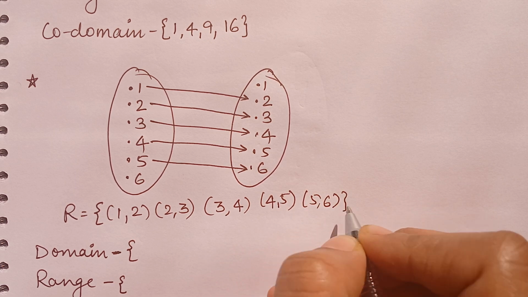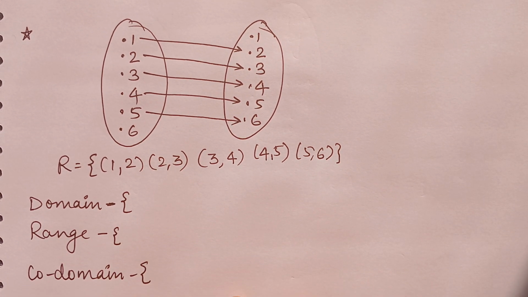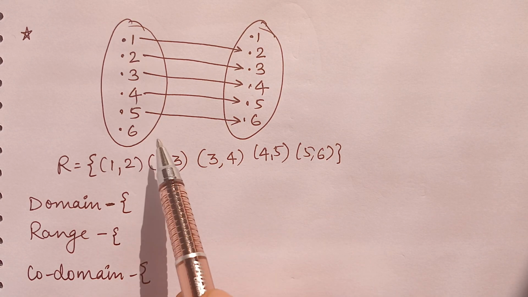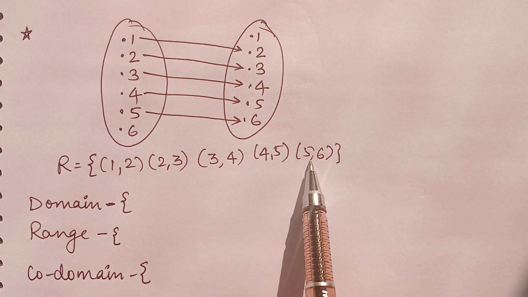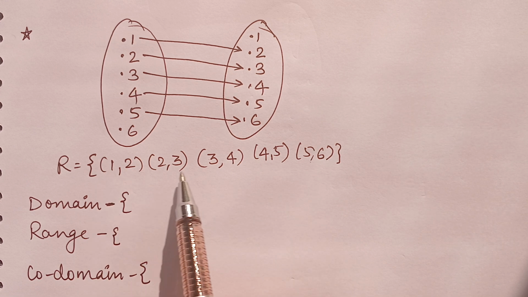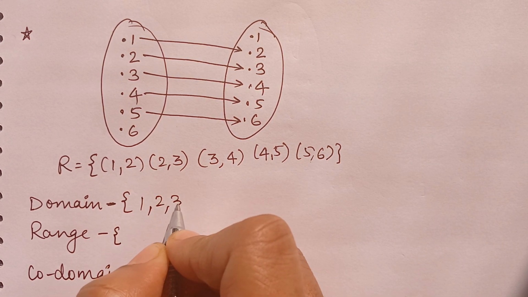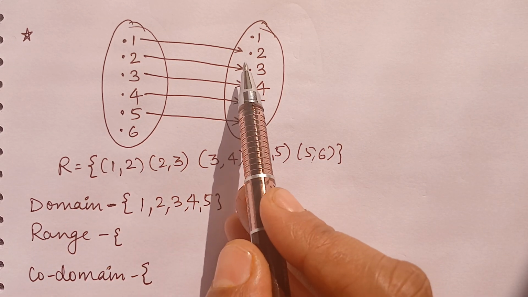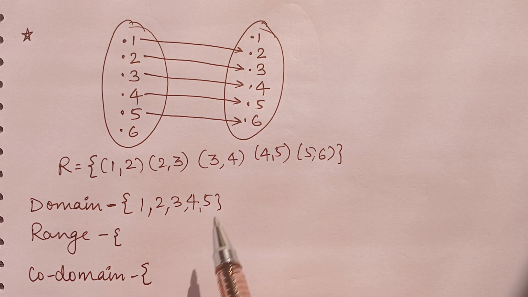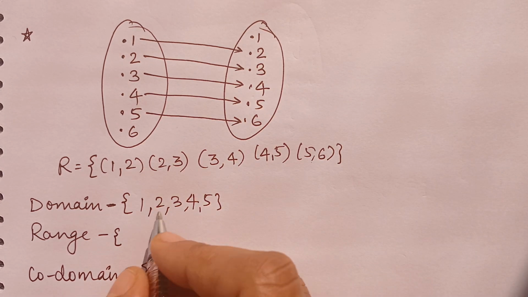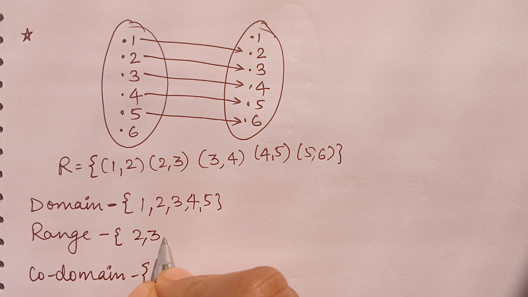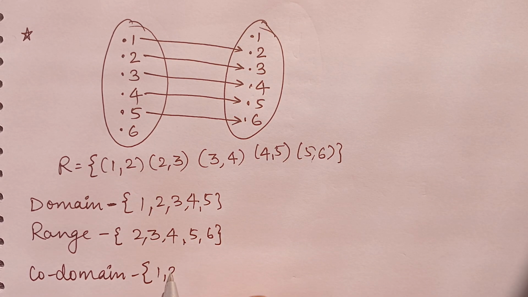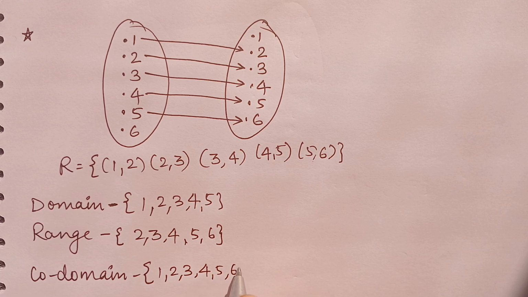But while writing domain, range and codomain, we should take care. In domain only the first elements will come, like 1, 2, 3, 4, 5, only the x components or x coordinates of these will come in domain. So in domain we will have all the elements which are connected. Even in range we have all the elements which are connected, but codomain will be the entire set. So range will be 2, 3, 4, 5, 6, and codomain is the entire set 1, 2, 3, 4, 5, 6.